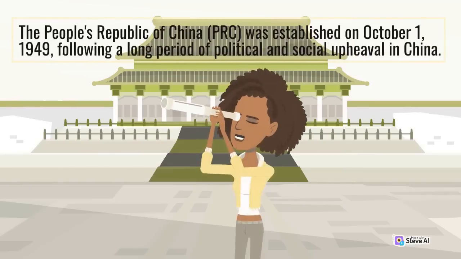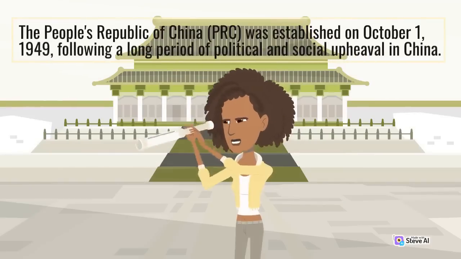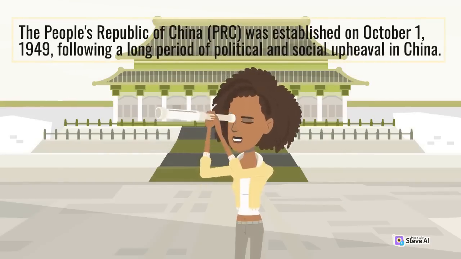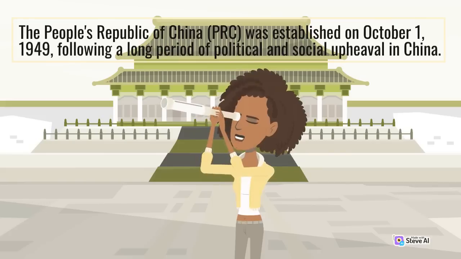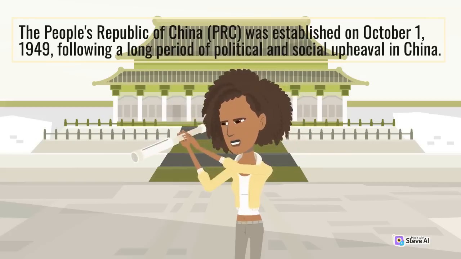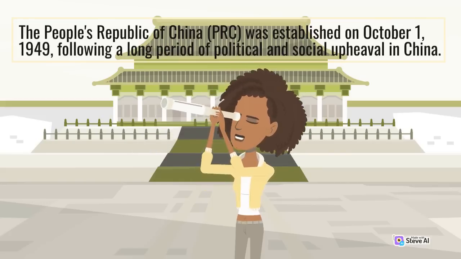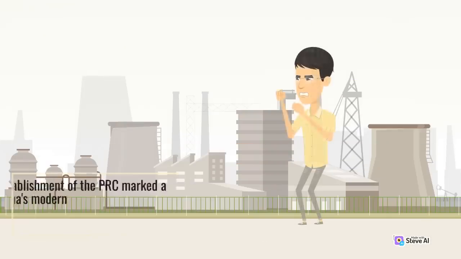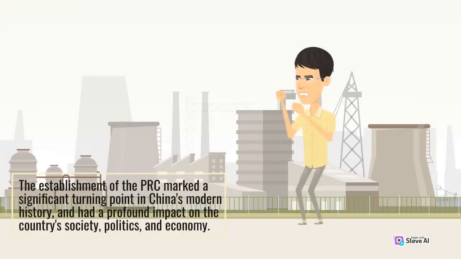The People's Republic of China, PRC, was established on October 1, 1949, following a long period of political and social upheaval in China. The establishment of the PRC marked a significant turning point in China's modern history, and had a profound impact on the country's society, politics, and economy.